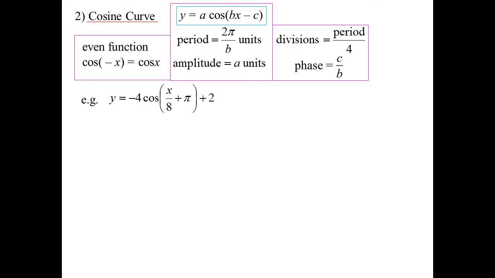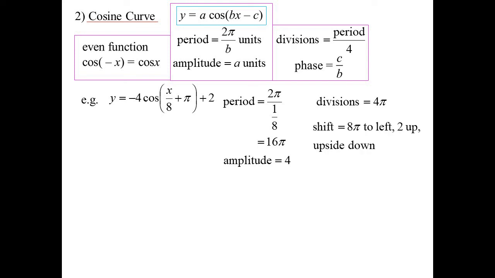Let's go real crazy with this one. y equals -4 cos of (x/8 + pi). And what the heck, let's add another 2 in as well. So the period, 2 pi divided by 1/8, is 16 pi. The amplitude is 4. I will mark off my divisions then every 4 pi, period divided by 4.